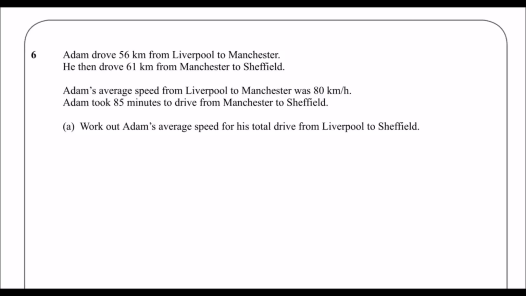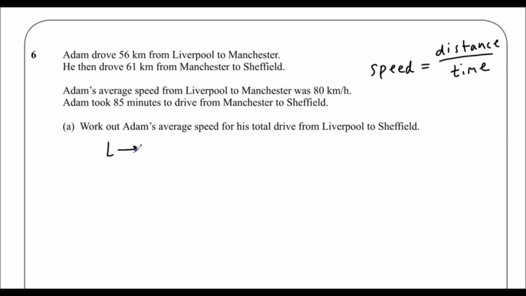Question 6. Adam drove 56 kilometers from Liverpool to Manchester. He then drove 61 kilometers from Manchester to Sheffield. Adam's average speed from Liverpool to Manchester was 80 kilometers per hour. Adam took 85 minutes to drive from Manchester to Sheffield. Work out Adam's average speed for his total drive from Liverpool to Sheffield. So his average speed for the whole journey is going to be his total distance divided by the total time.